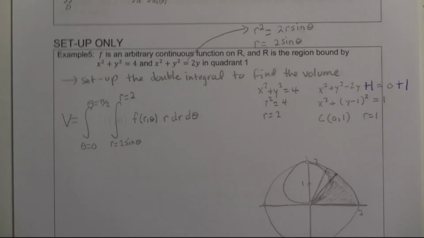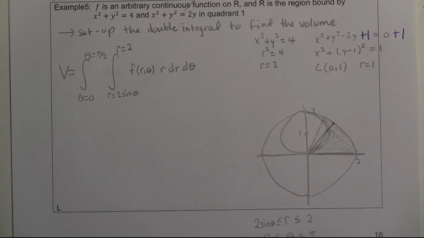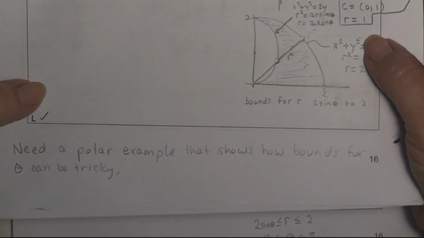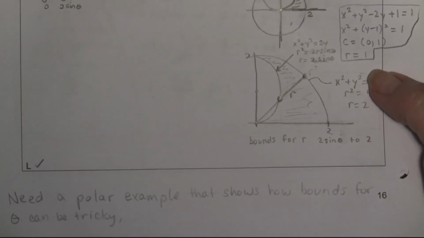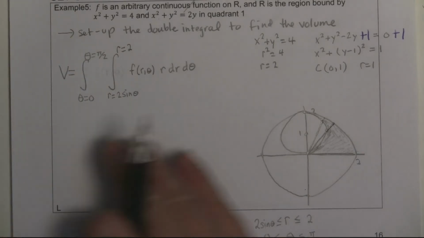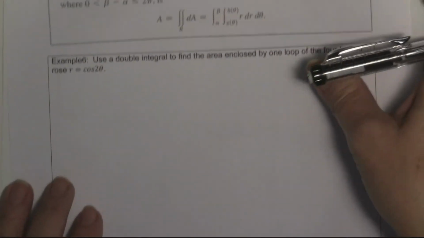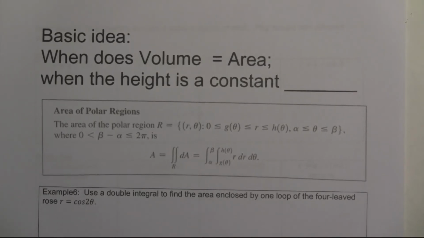Then I made a note to myself that I needed one that was a little harder. I'll show you what I put. But this video is getting too long. Need a polar example that shows how bounds for theta can be tricky. And so far, none of my bounds have been tricky. I have that tricky example here, but I think I'm too hungry and too tired. There it is. I called it nasty example. I wish I had put it on the notes. So I think I will make another video with the nasty example. We have this one last idea, and then this video is over, and I'm going to get some food. I hope that if you're not rested or full of food, you go and do all of those things as well.